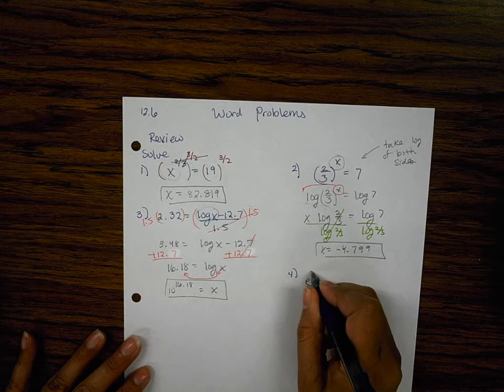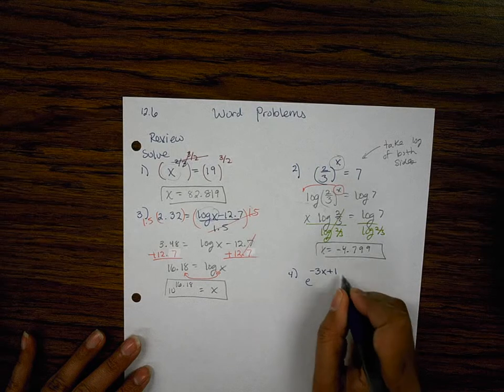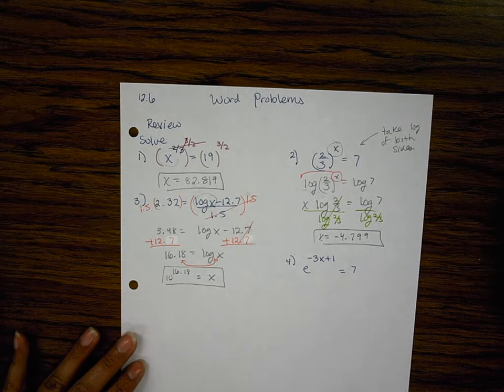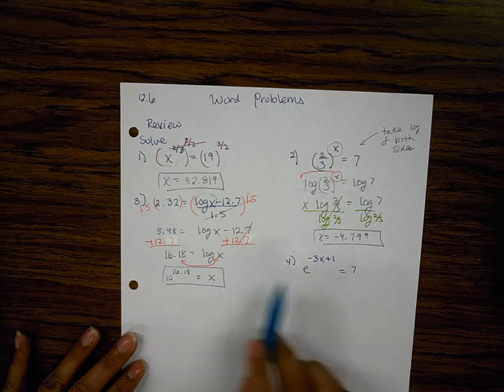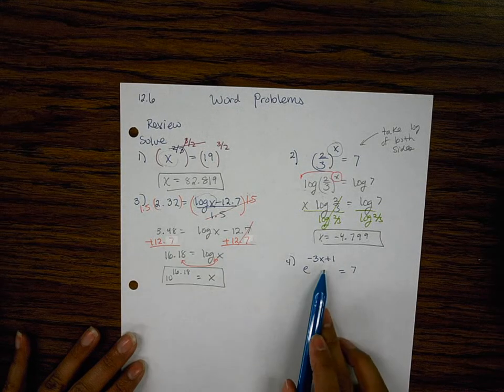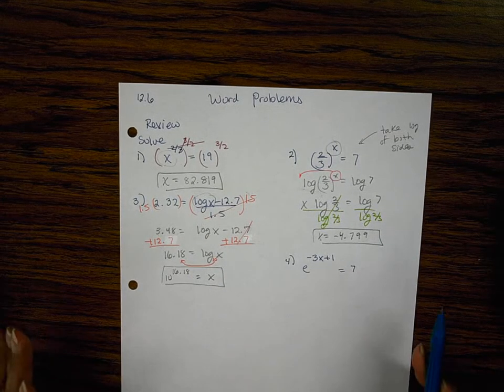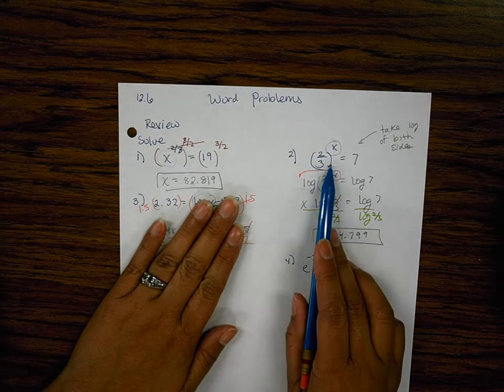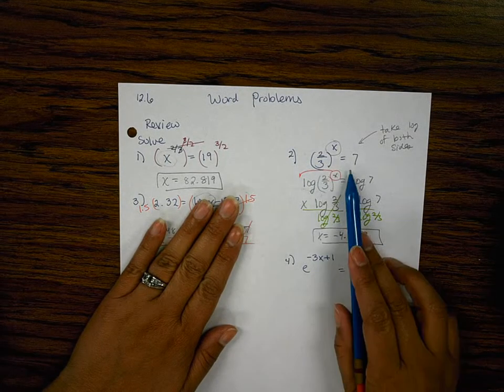Okay, number 4, e raised to the negative 3x plus 1 equals 7. Now, what is this problem more like? 1, 2, or 3? Look at the x. Is there a log? There's no log, so it's not like this one.